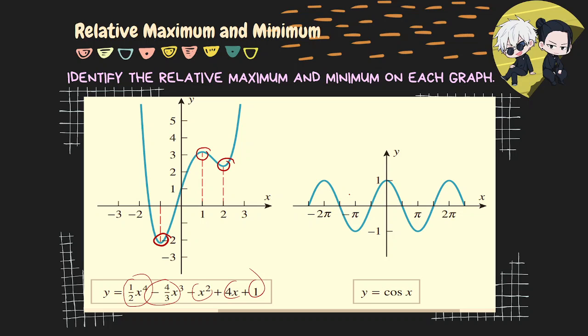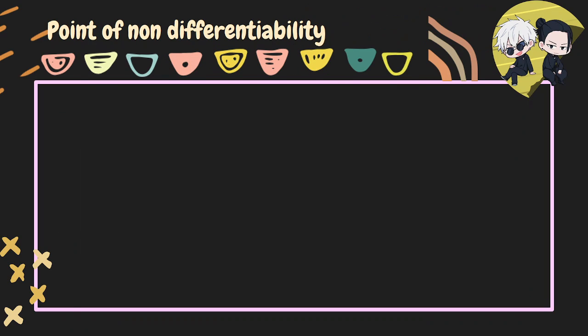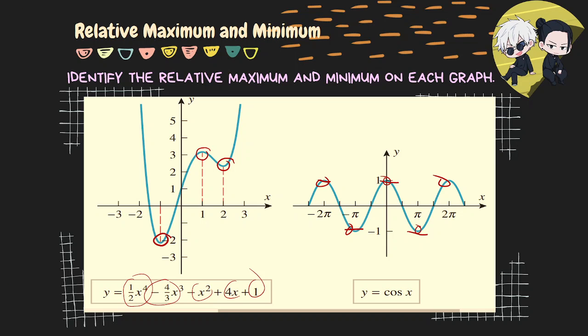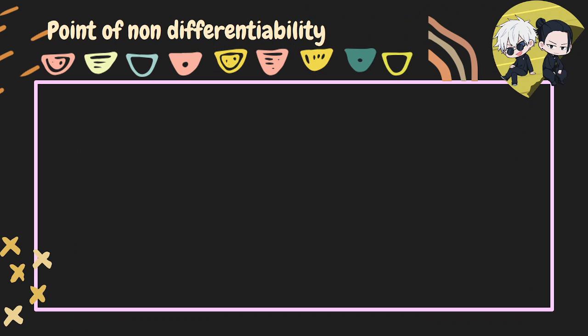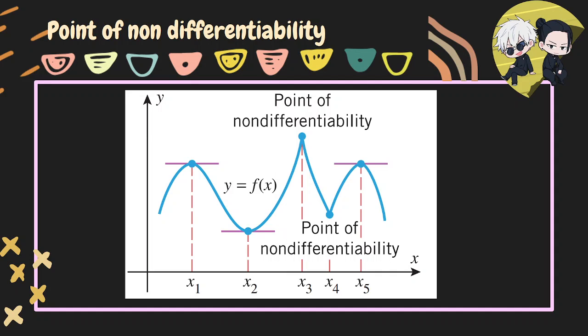So as you can see, it has no absolute maxima and minima kasi lahat naman ito ay ganito, but it has a relative minimum at these points and relative maximum at these points. So, ganun yung paghahanap ng relative minimum and maximum on points, no? However, critical points can also be found at the point of non-differentiability.